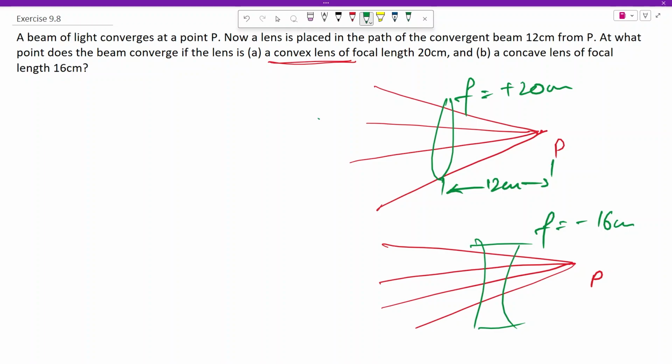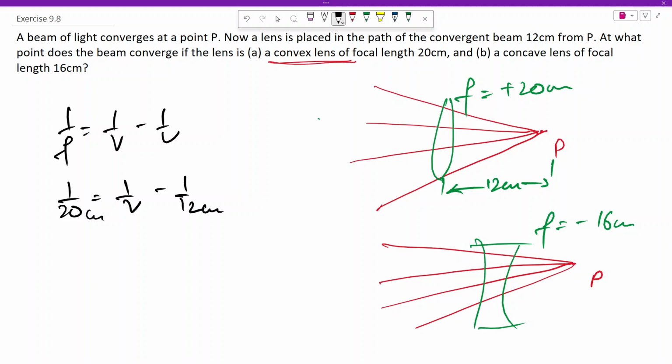So in the first case, we will use the lens formula, that is 1 by f equals 1 by v minus 1 by u. Here object is virtual, that is light was coming to that point, but now it is obstructed, so it is virtual. So in the convex case, 1 by f is going to be 1 by 20. 1 by v, we have to find out, and u is 12 centimeter.